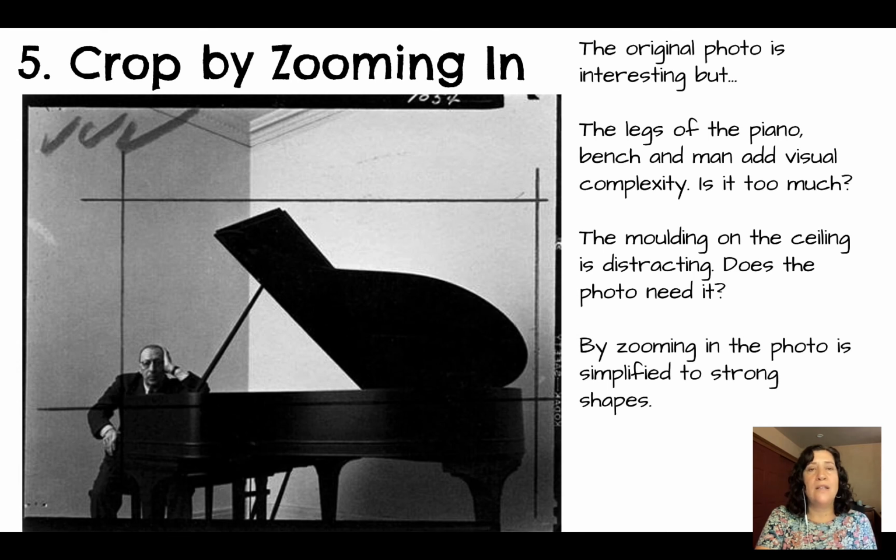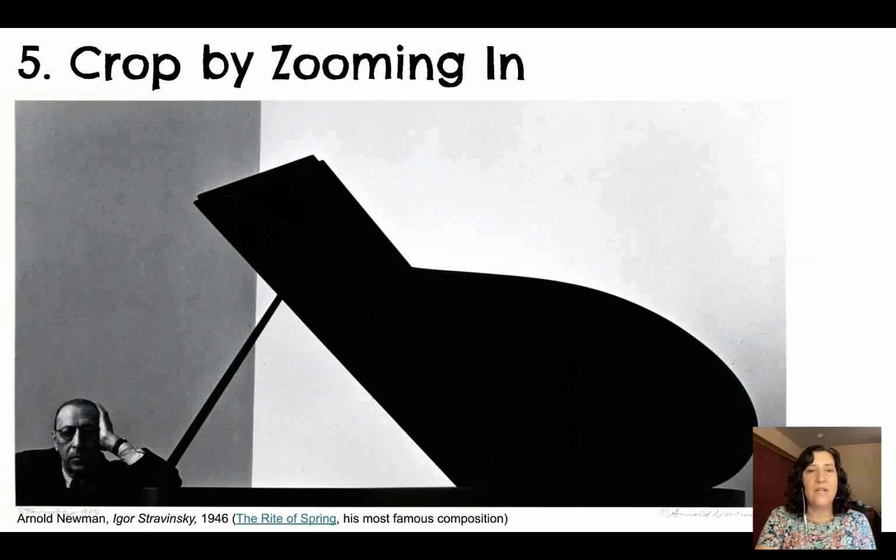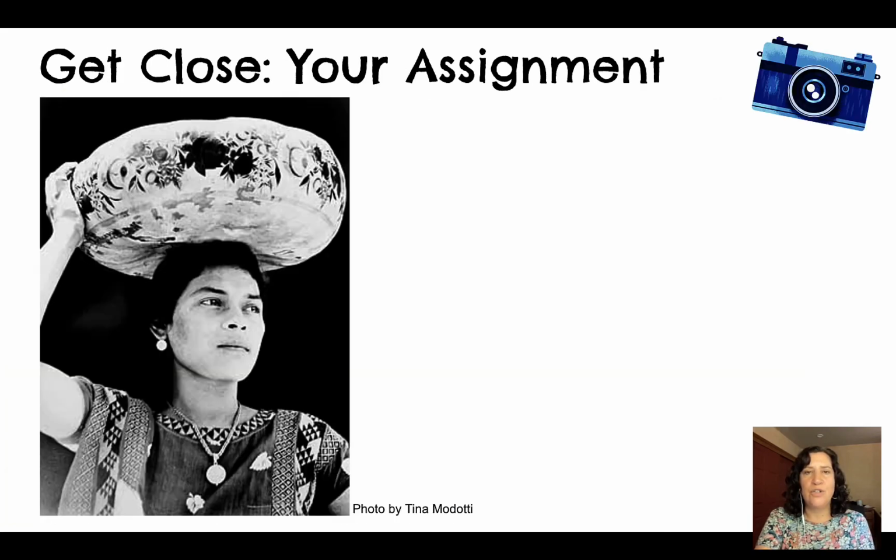By using your zoom on your camera and zooming into just the interesting parts, sometimes it can simplify the photograph and really emphasize the strong shapes in the photograph. So let's take a look. So here's an example of cropping by zooming in, or cropping in Photoshop itself, right? Cropping out those distracting images to really zoom in on just what you want to show.